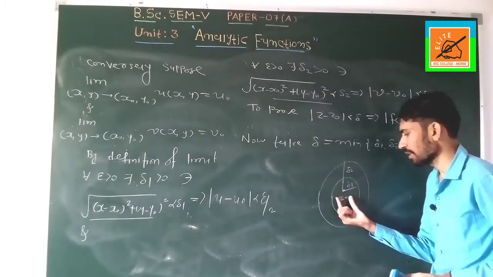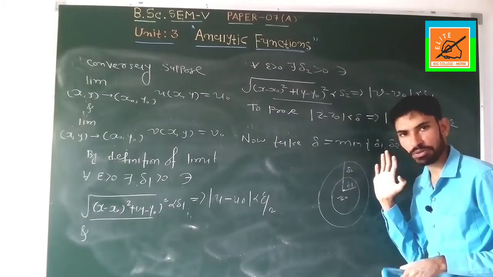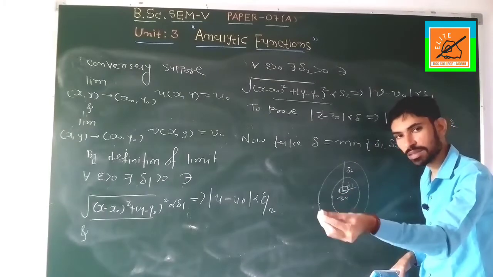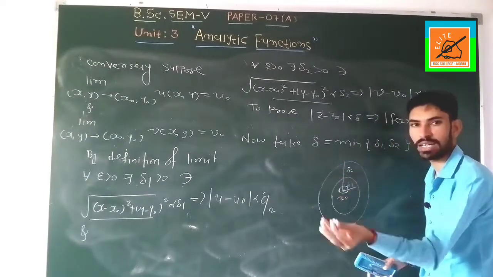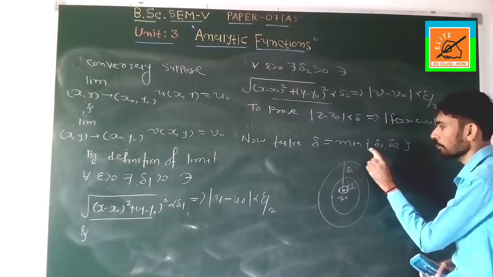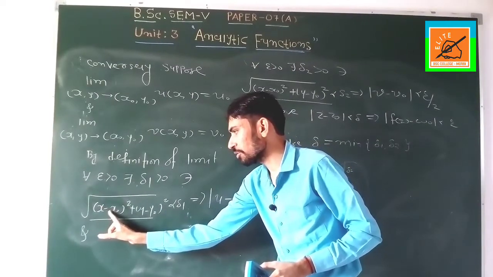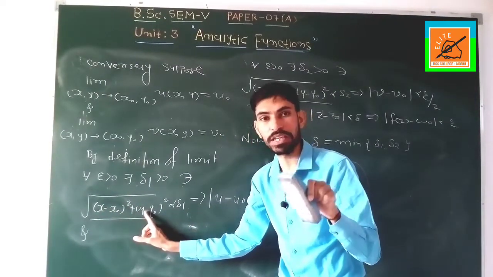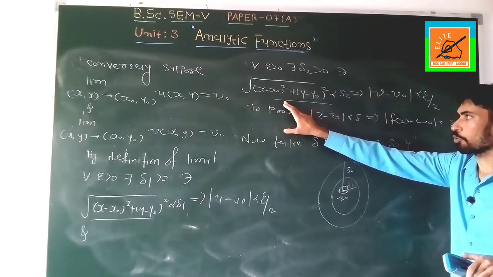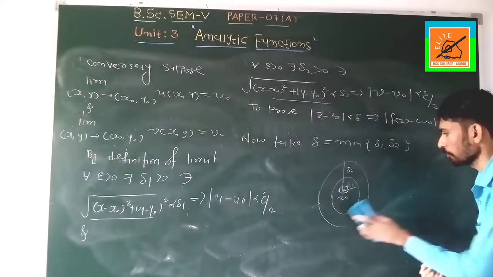Friends, if the neighborhood of z0 exists inside the smaller circle, then it is already included in the bigger circle. So if the neighborhood of z0 exists in the smaller circle, then in the bigger circle its neighborhood will already exist. That's why here we choose the minimum delta between delta 1 and delta 2. Now see, this under root x minus x0 square plus y minus y0 square denotes the neighborhood with the radius delta 1 and this is the another neighborhood with the radius delta 2. So here we choose the minimum between delta 1 and delta 2.